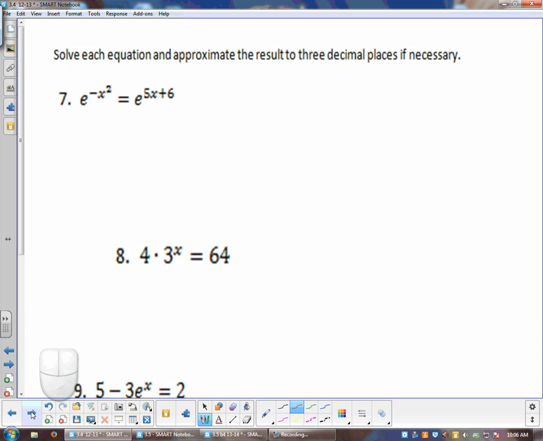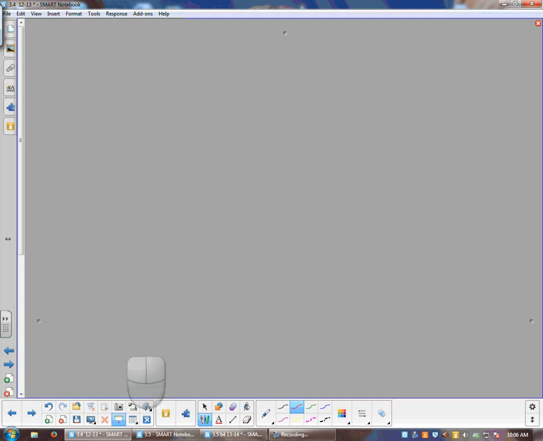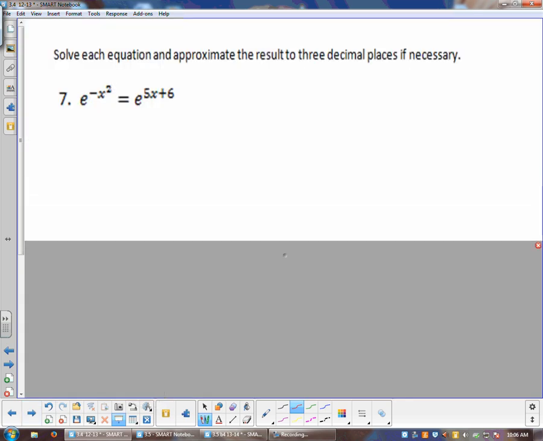All right, let's take a look at number 7. For number 7, it says we're solving each equation and approximating the result to 3 decimal places if necessary. Can't we just do -x squared equals... All right, again, that's using the one-to-one property: our bases are the same, which means the exponents need to be the same. So we get -x squared equals 5x plus 6. So I would add x squared to both sides.